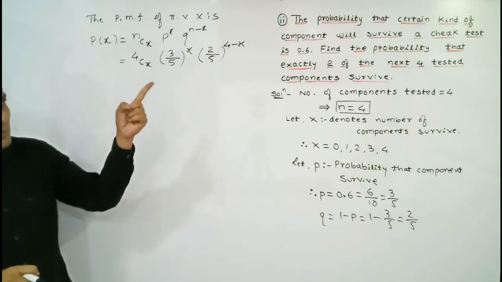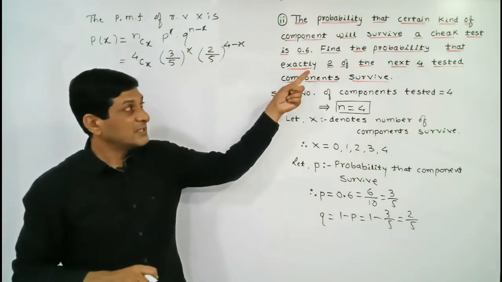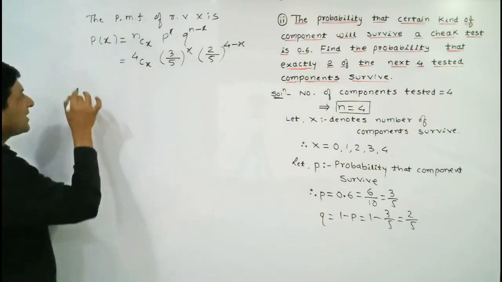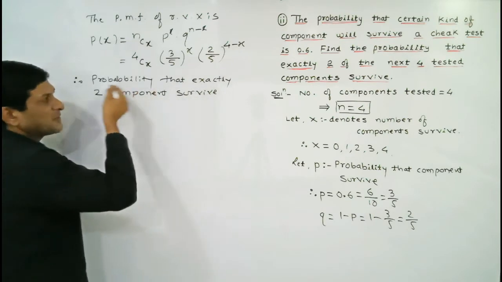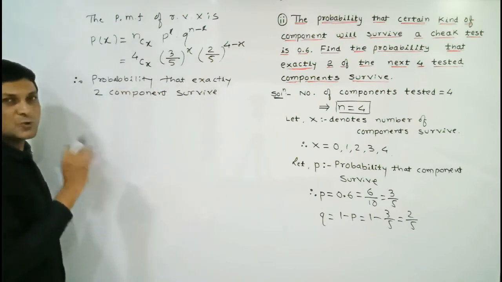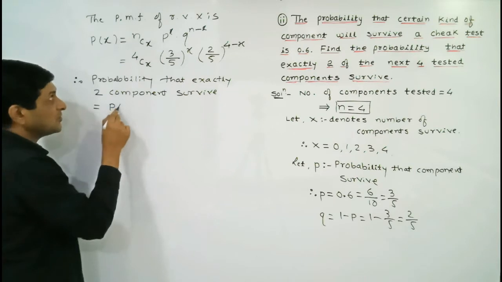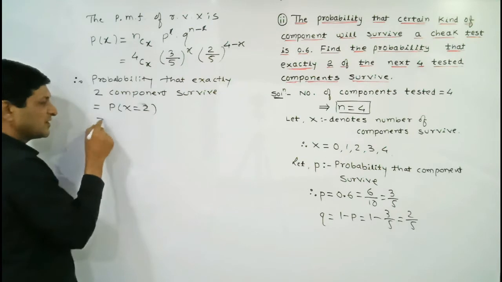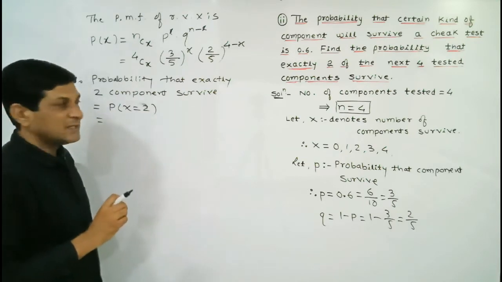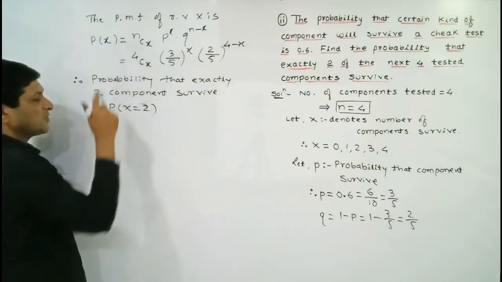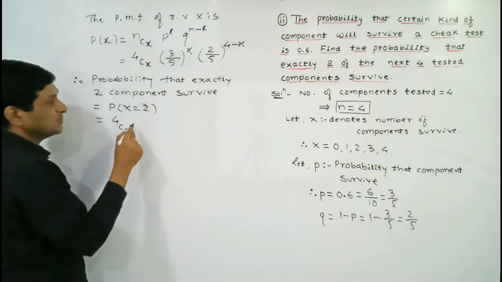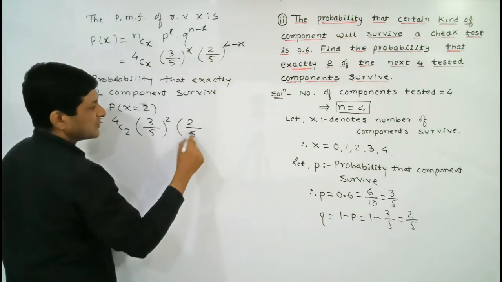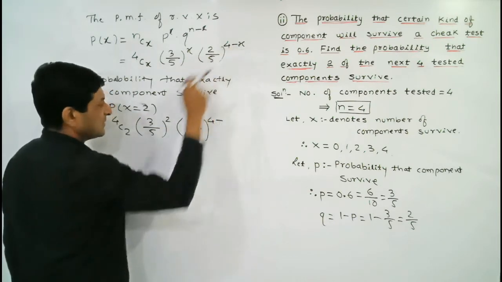Now we are finding the probability that exactly 2 of the components tested survive. So what is our required probability? The probability that exactly 2 components survive is P of x equal to 2. What is the value of x? x is equal to 2. We have to find the probability when x is equal to 2. Now we substitute this value of x in the formula, so we get 4C2 into 3 by 5 raised to power 2 into 2 by 5 raised to power 4 minus x, but x is equal to 2 here.